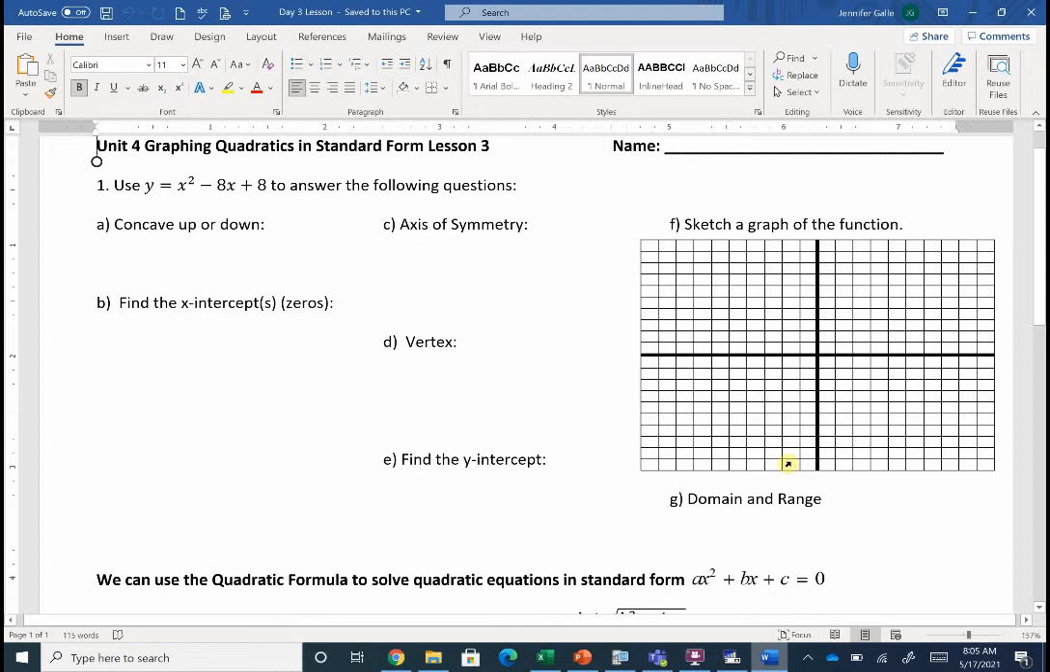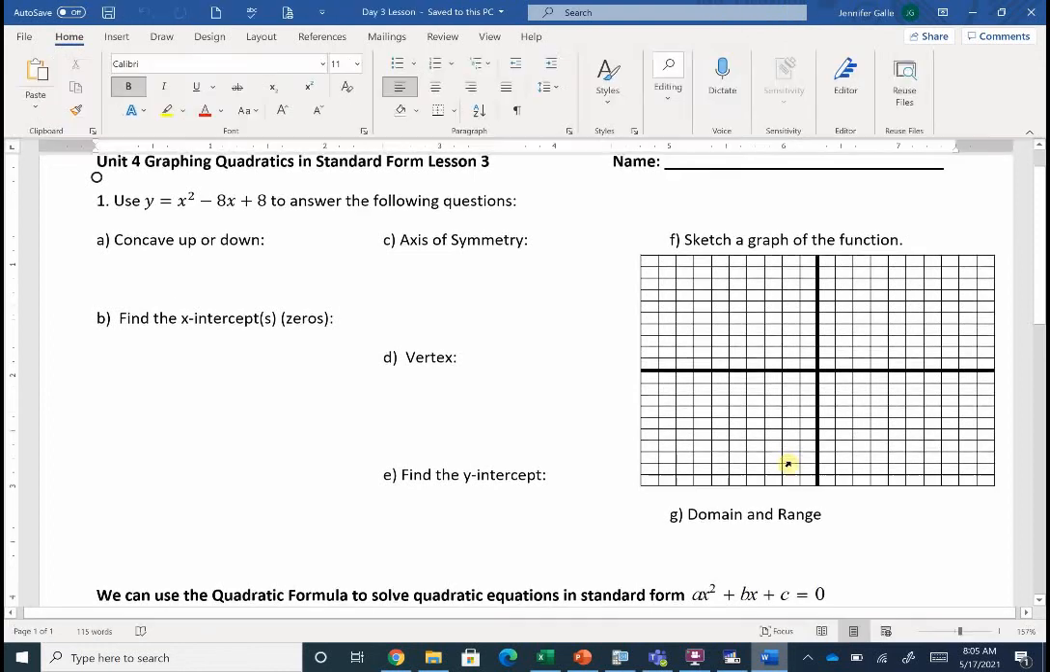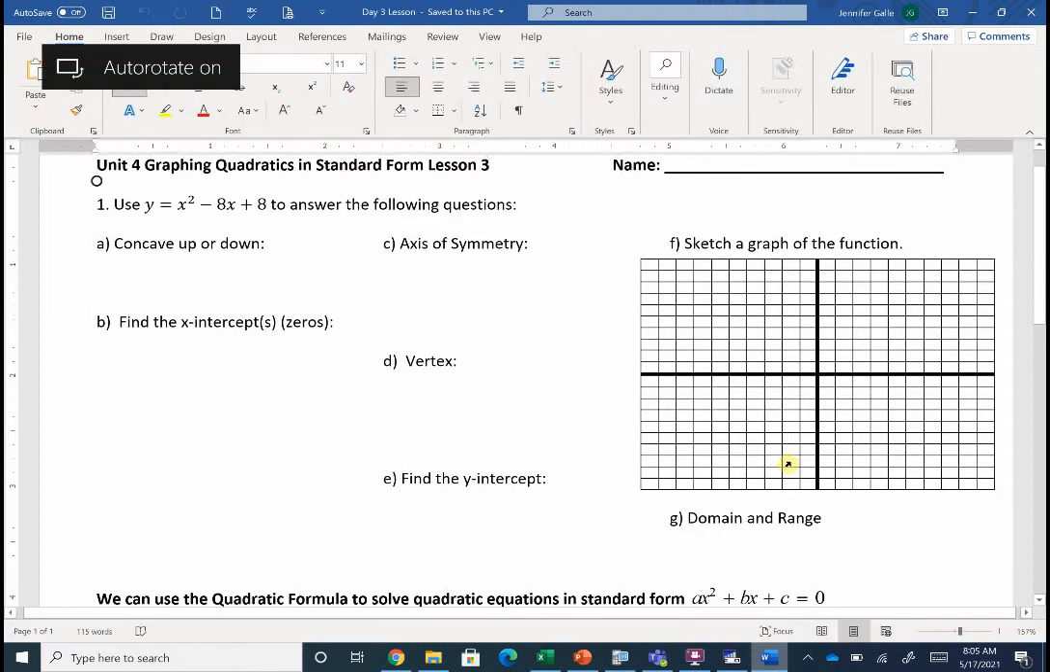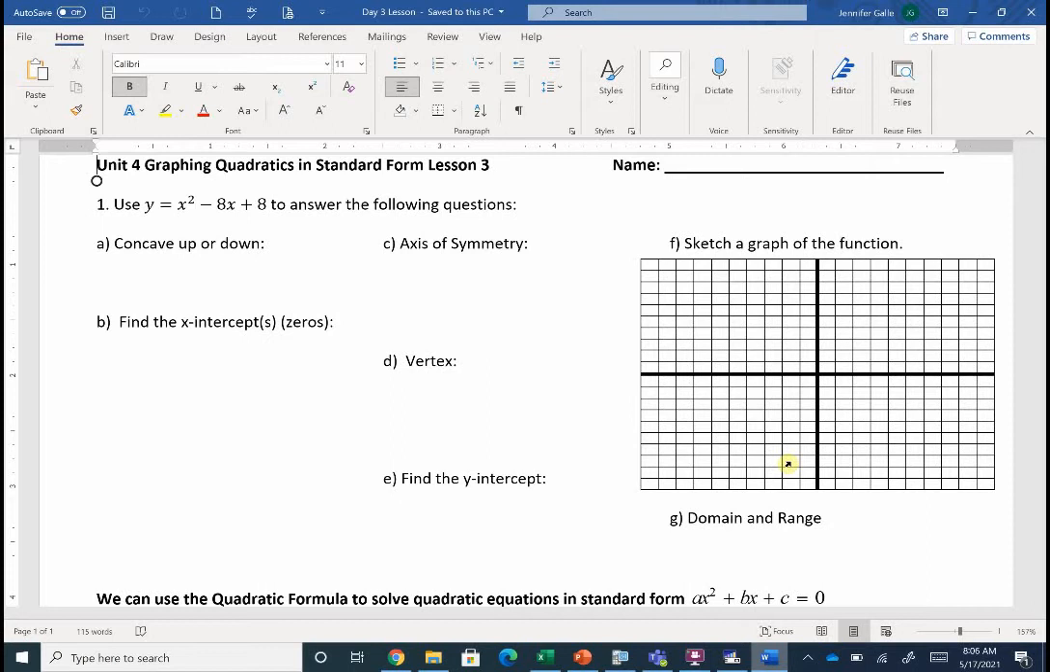Today with our quadratics. And you might be thinking, Miss Gal, okay, this opening thing looks just like a question from our quiz last class. And you're right, same kind of format. We're being asked for the same types of things. So let's start with letter A.